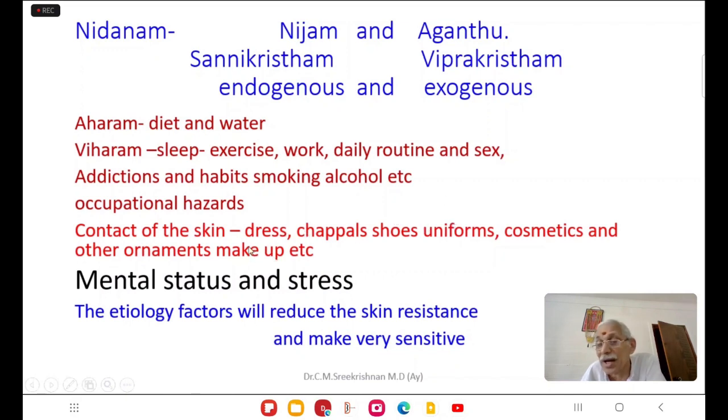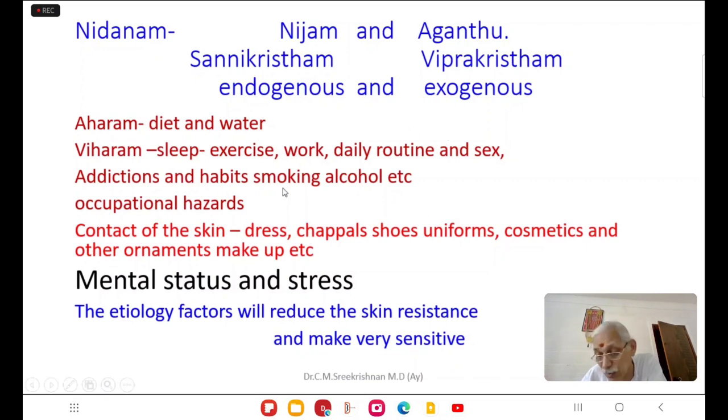Even the makeup. And if the patient is a dance teacher, what type of cosmetic is he applying on the face? That is very important. Like that, and his mental status and stress. So the etiological factors will reduce the skin resistance and make it very sensitive. When the secondary precipitating factor is there, the disease will emerge. These are very important.